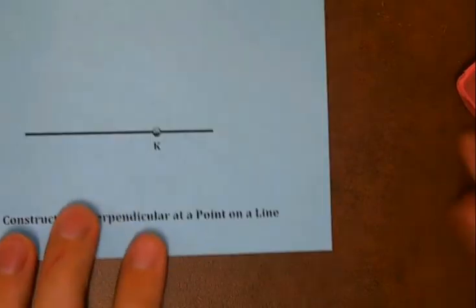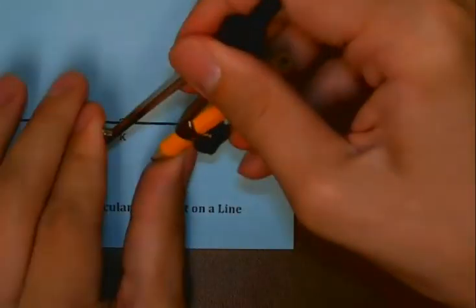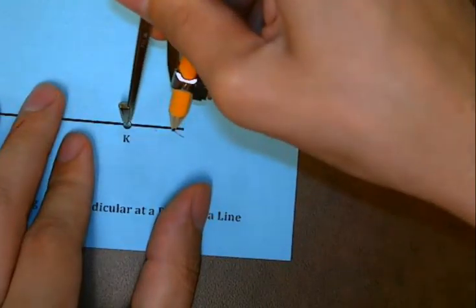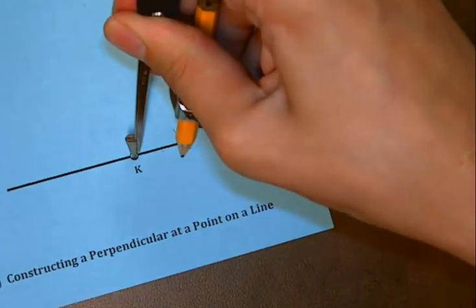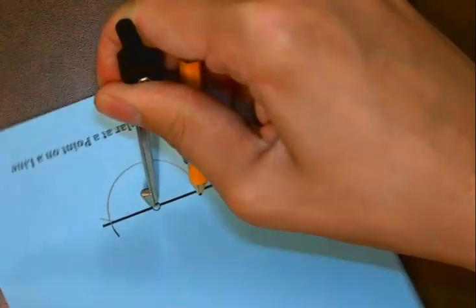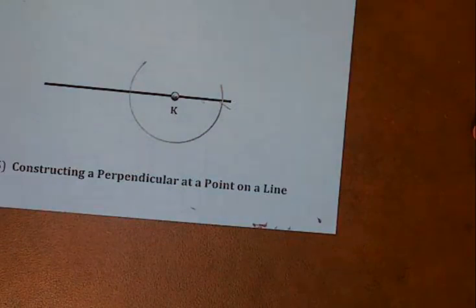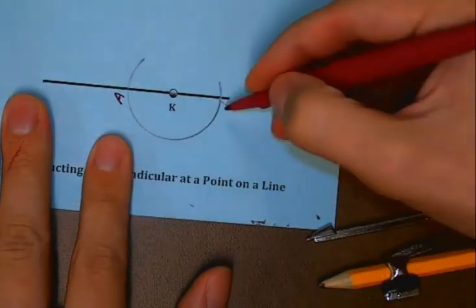Okay, one more. I have to go kind of fast for this one. First step to this one, start at K and draw you a half circle. You can actually draw a full circle if you really want to. We're going to call this one A. We're going to call this one B.